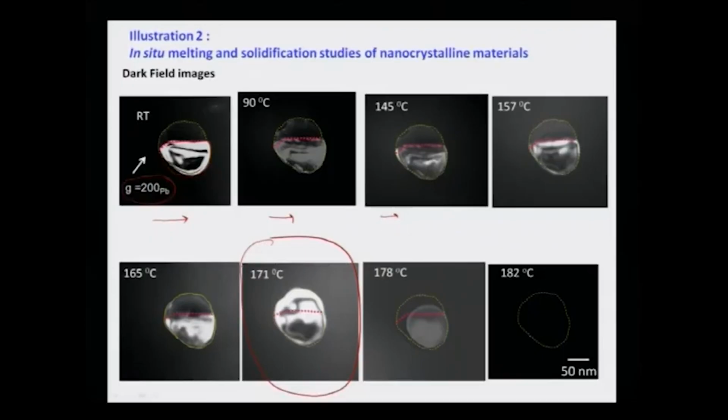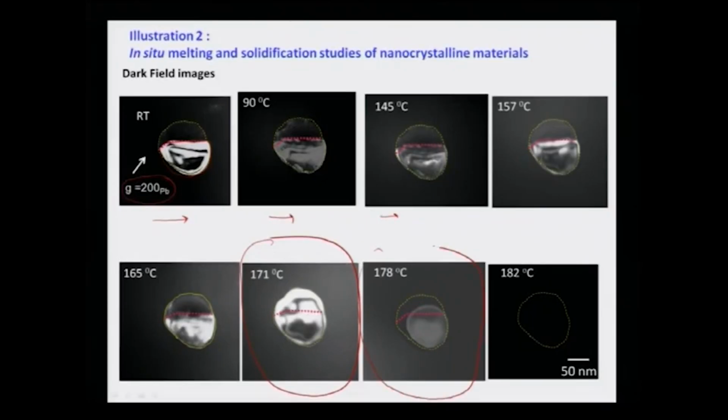At 171 degrees Celsius, the whole particle becomes lead rich. So a eutectic particle which consists of two phases transforms to a single phase particle before it even melts down, and then melting begins at 178 degrees Celsius. Part of the particle is already molten, and at about 182 degrees Celsius the whole particle is molten. So the melting temperature of the particle almost remains the same.